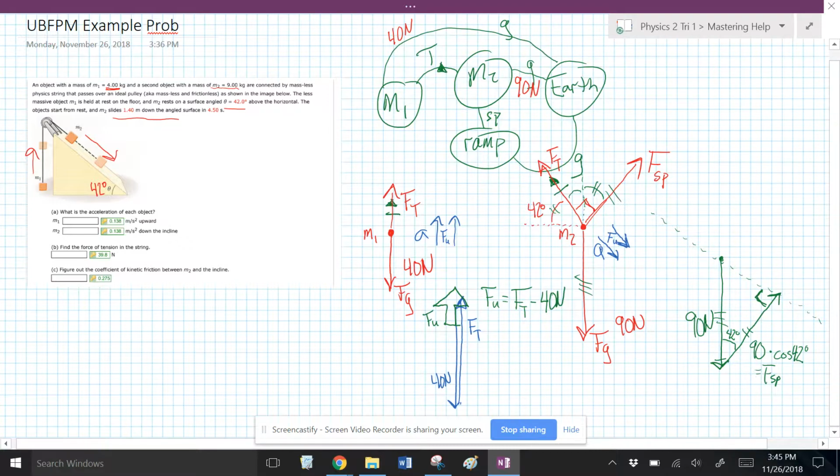I don't know how much tension force, but I do know that it is not going to quite close the gap because I've got to have some FU pointing down this way. Got to have some FU down the incline.